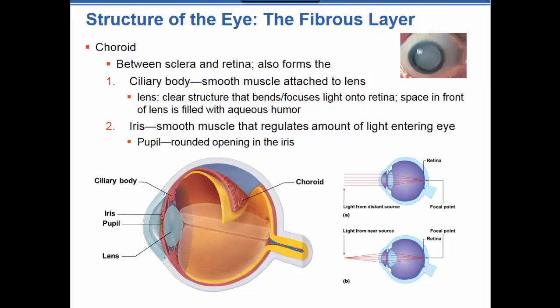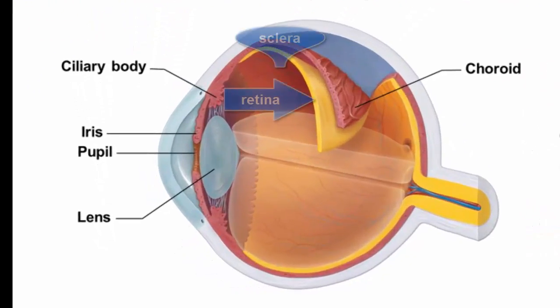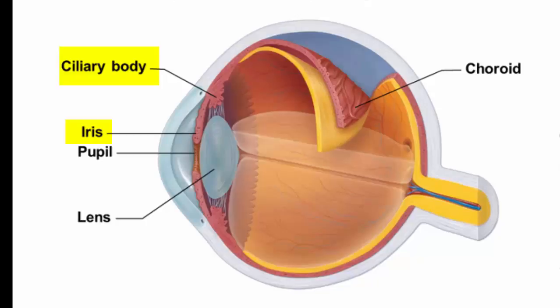Next up is the choroid. So the choroid is a layer that's found between the sclera and then an inner layer of the eye called the retina. And the choroid is of importance because it does form two important smooth muscles on the anterior side of the eye. And these muscles are called the ciliary body and the iris. These are intrinsic eye muscles, which means they are muscles found inside the eyeball, and they're smooth muscles, so they are not under voluntary control.